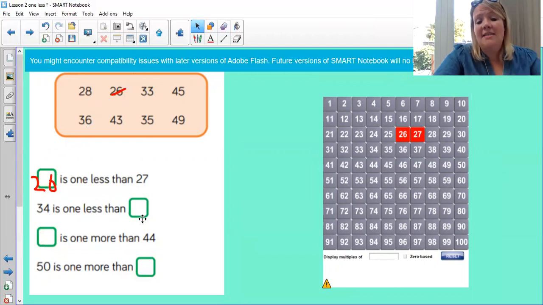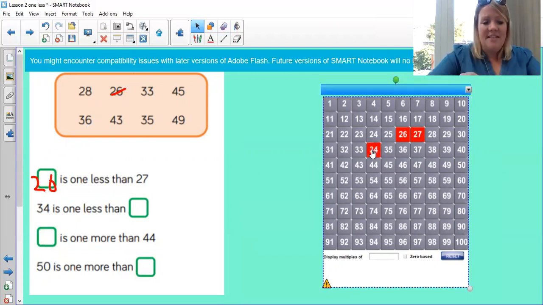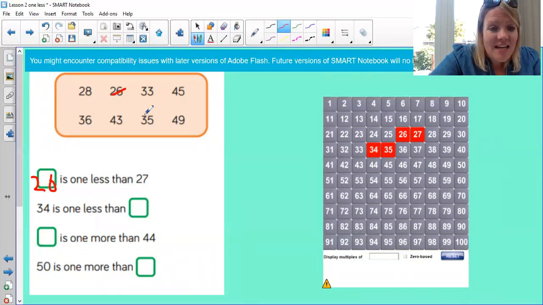34 is 1 less than. Oh, this is a bit of a trickier thinking. So, which number is 34 1 less than? Have a think. It's 1 less. So 34 comes before this number. Oh, 34 is 1 less than 35. Is it on the board? Yes, it is. 34 is 1 less than 35. Brilliant. Okay. Something is 1 more than 44.